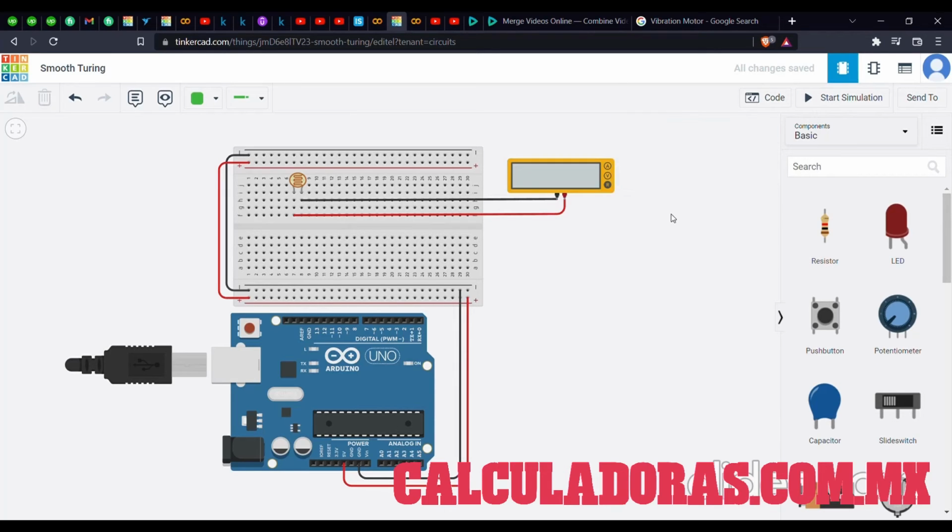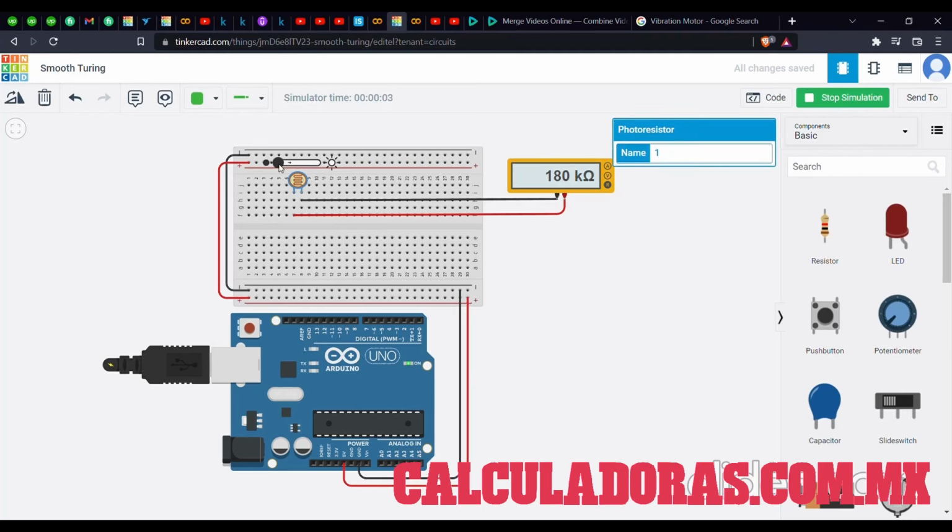So let me start the simulation and see what my resistance is right now. You can see this is the simulation. It is saying that we have emitted no light on the photoresistor, so it's completely dark and the photoresistor is completely devoid of light. You can see 180 kilo ohms is my resistance. Wow, that is actually a lot.